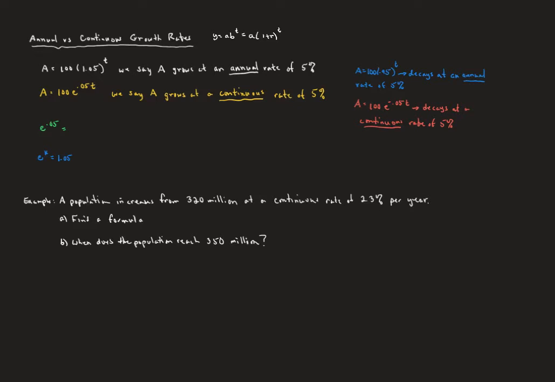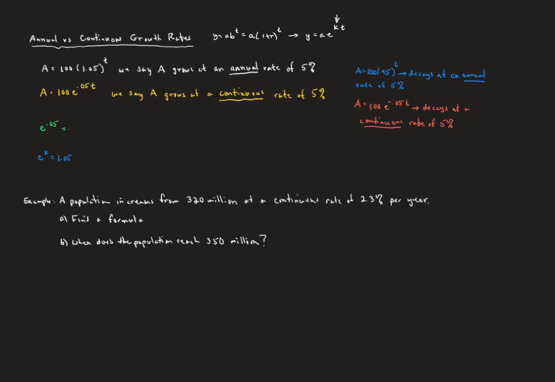Now, we just said that anything that is written in the form a b to the t can also be converted into y equals a e to the k t for some choice of k. We're going to explore that. We're going to see a difference between what our book calls the annual rate versus what our book is going to call the continuous rate.